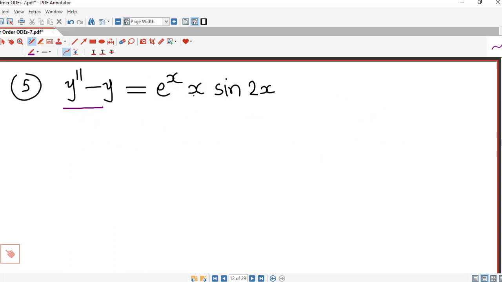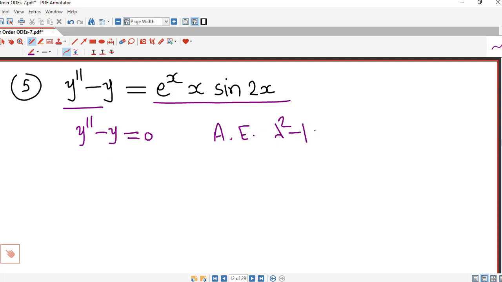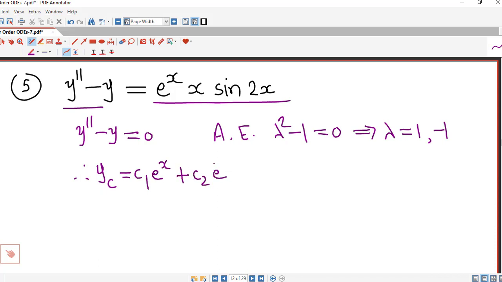y double dash minus y equal to e raised to x into x into sin 2x. Now here we have to first write down the complementary function. The auxiliary equation corresponding to this homogeneous equation is lambda square minus 1 equal to 0. So this will give me lambda equal to 1 and minus 1, real and distinct roots. Therefore the complementary function is c1 e raised to x plus c2 e raised to minus x.